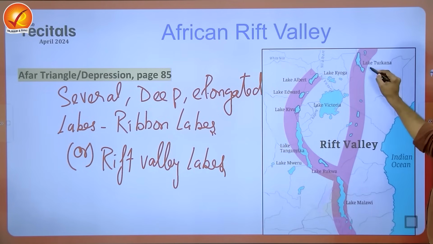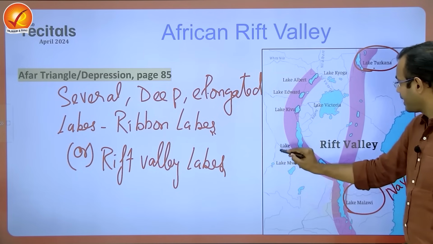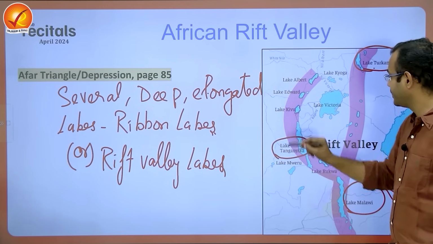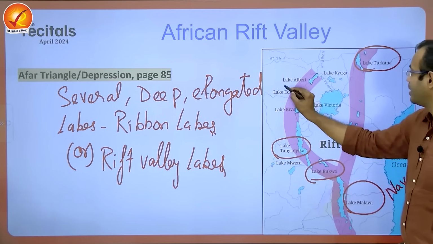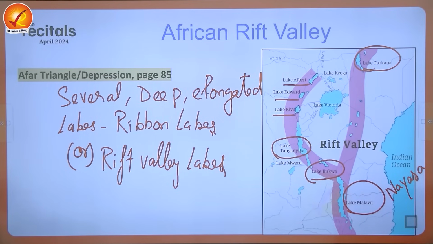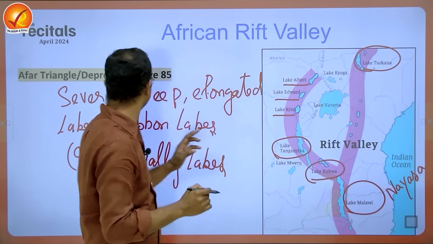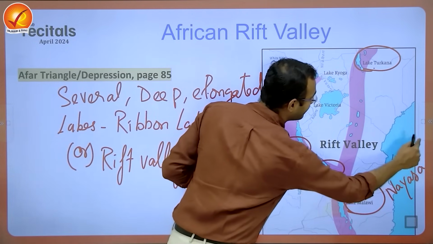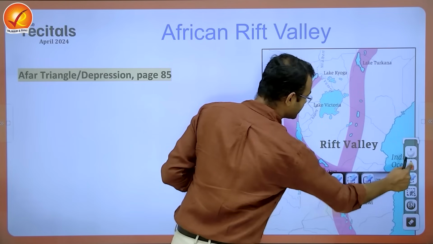And the most prominent will include Lake Turkana, Lake Malawi, also called Nyanza, Lake Tanganyika, Lake Rukwa, Albert, Edward, and Kivu. To make it much easier, we will make a mnemonic for it, and you can use it in your exams if Rift Valley related questions come.